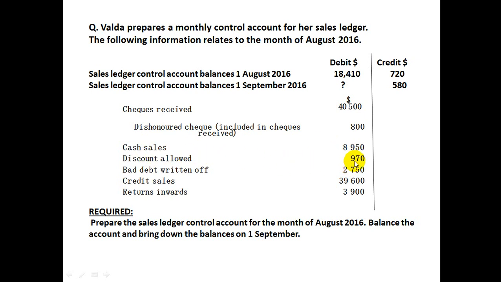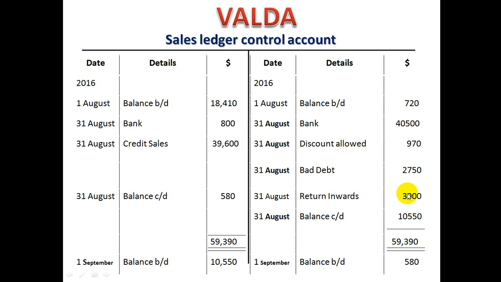Discount allowed. Discount allowed will come in the credit side because it decreases the trade receivable ledger. Bad debts written off. Bad debts written off will come in the credit side because it is decreasing the trade receivable ledger. Credit sales. It will come in the debit side because it is increasing the trade receivable ledger. Return inwards. This is the amount of goods returned to us by the customer. It will come in the credit side because it is decreasing our receivable ledger.